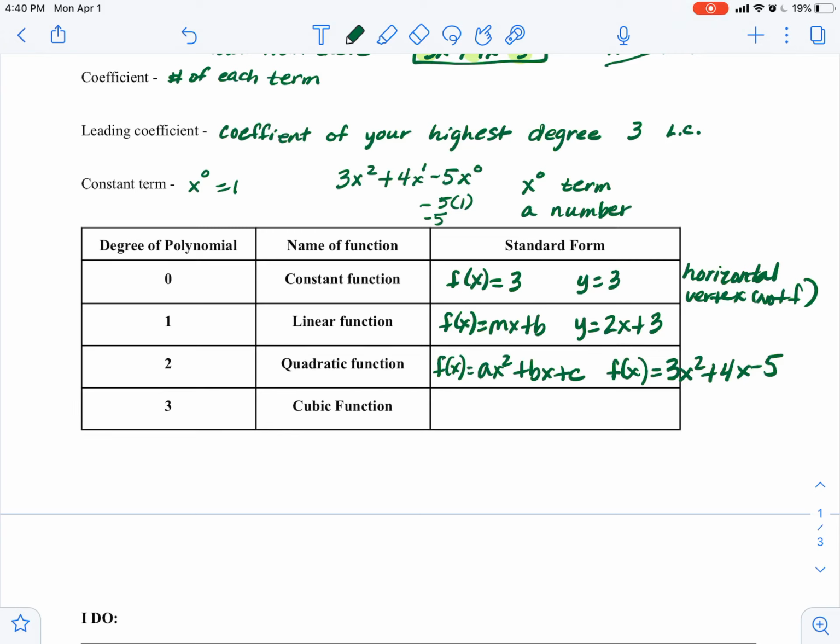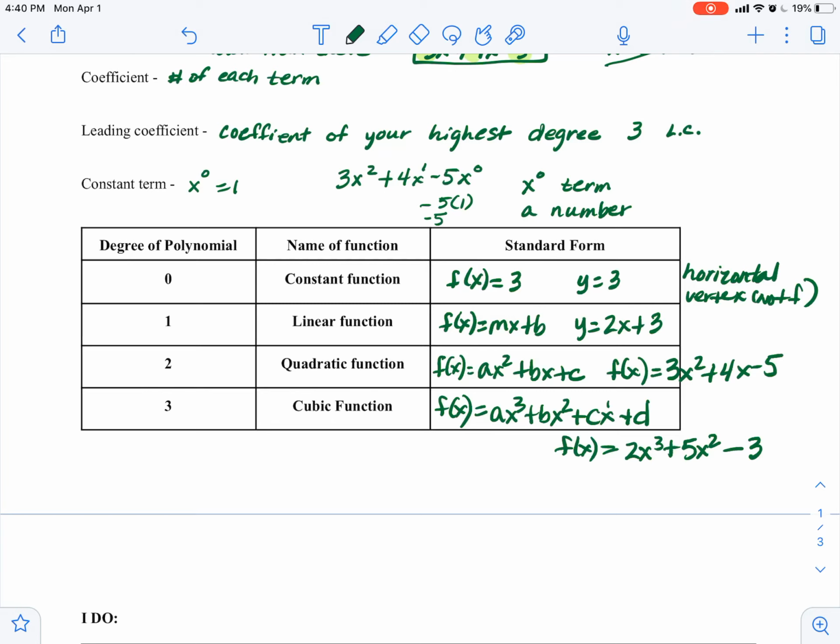My cubic function, okay, would be ax cubed plus bx squared plus cx plus d. That would be your basic form of it. Okay, and an example might be something like 2x cubed plus 5x squared minus 3. Now, I on purpose left out a term because you don't have to have every term in there. That is, again, just the standard form of it.